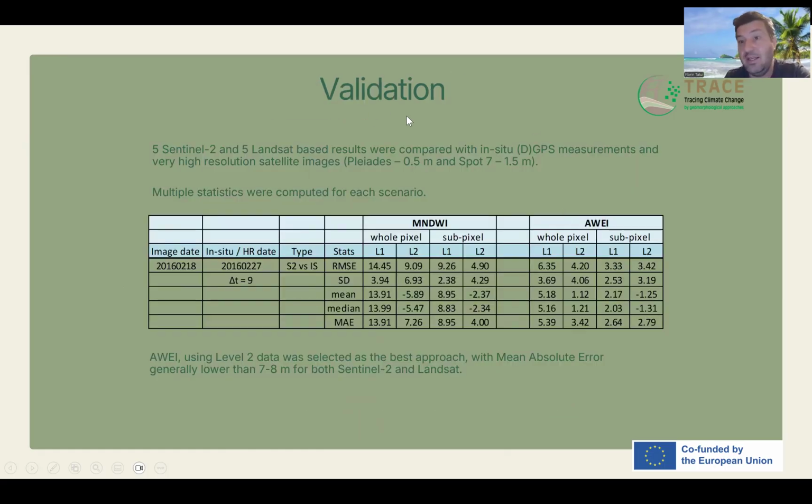For validating this, we used 5 Sentinel-2 and 5 Landsat-based results compared with in situ measurements and also with data extracted from very high resolution images like Pleiades at 0.5 meter spatial resolution and Spot 7 at 1.5 meter spatial resolution. Both Pleiades and Spot 7 are not free satellite images like Sentinel-2 and Landsat. Pleiades and Spot 7 are commercial satellites.